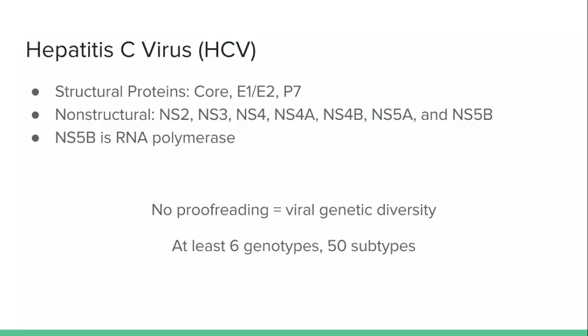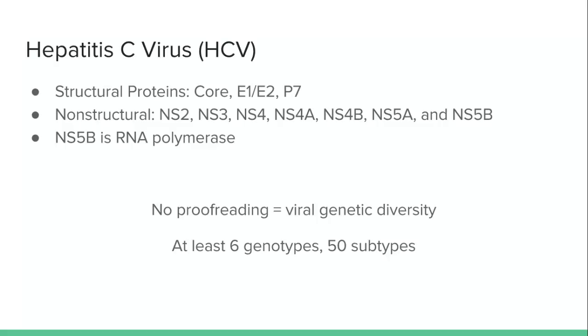The core protein is going to go on to form the nucleocapsid, so it directly binds to the viral RNA. E1 and E2 are the envelope proteins. E2 is involved in attachment, and E1 is involved in fusion. P7 is a transmembrane protein that is involved in shuttling viral proteins into the ER so they can be folded and packaged correctly.